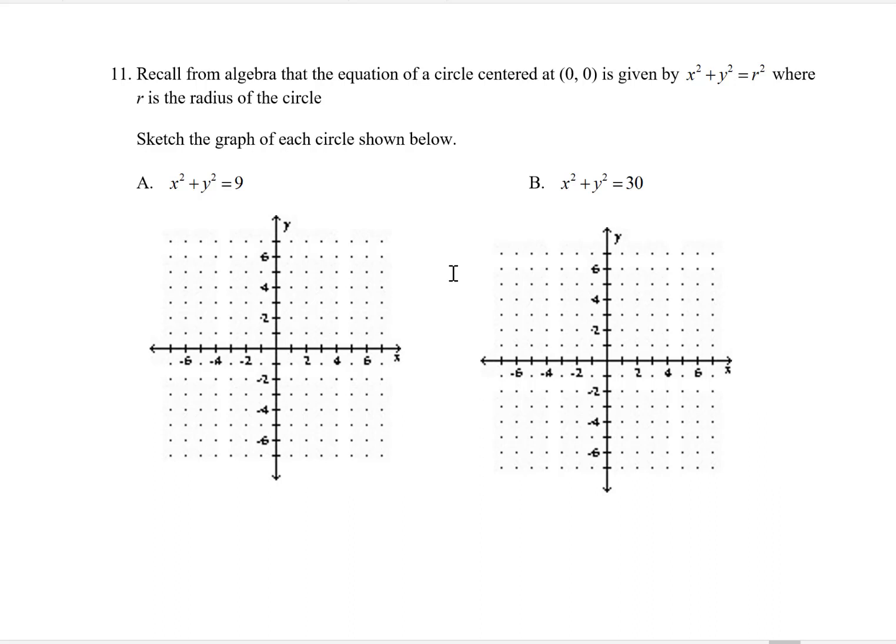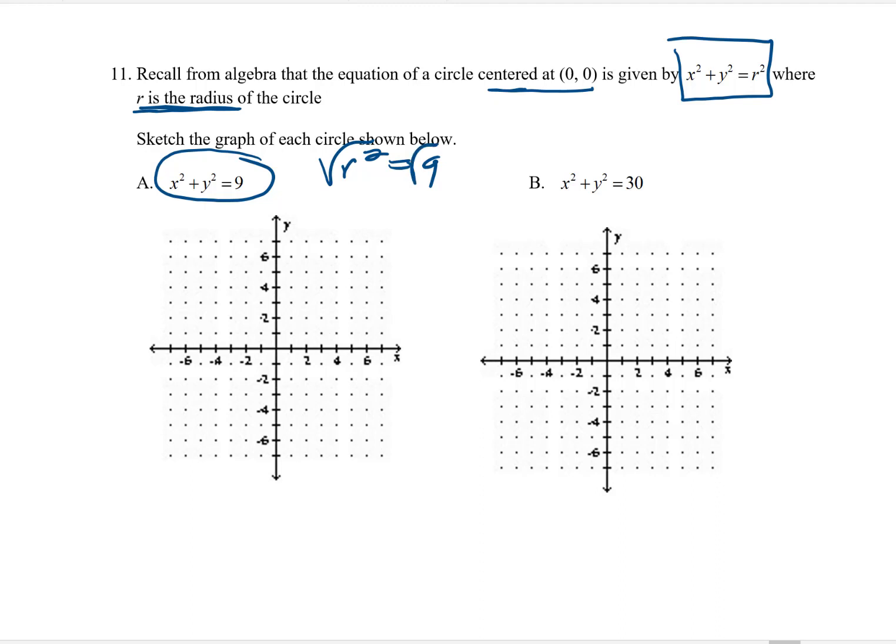So again from algebra, the equation of a circle with a center at 0, 0 is given by this format: x squared plus y squared equals r squared. R stands for the radius of the circle. So part A, here's an equation that fits that pattern. X squared plus y squared equals 9. The 9 at the end is the radius squared, which means to get the radius, just square root each side, and so the radius is equal to 3.